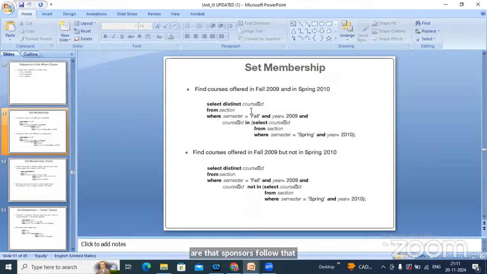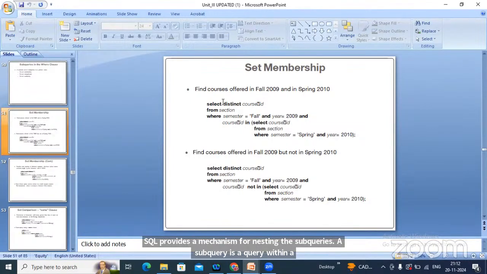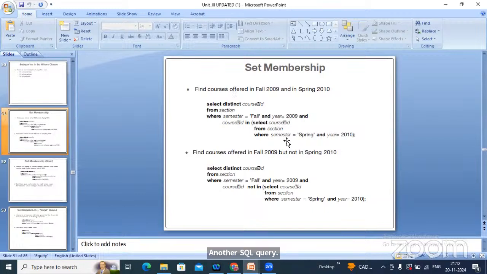If you are asked to explain nested subqueries, you need to write the definition clearly: a query within a query is called a subquery. SQL provides a mechanism for nesting these subqueries. A subquery is a query within another SQL query. The outer query is known as the main query, and the inner query is known as the subquery. A subquery is a select-from-where expression nested within another query.